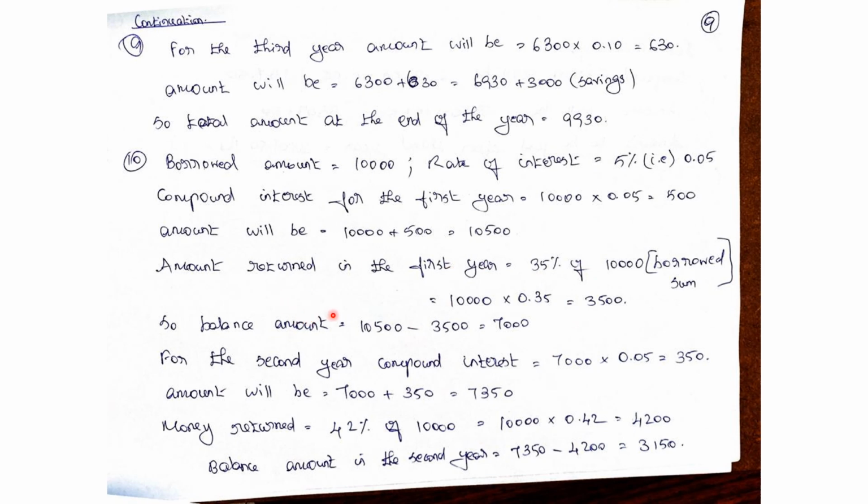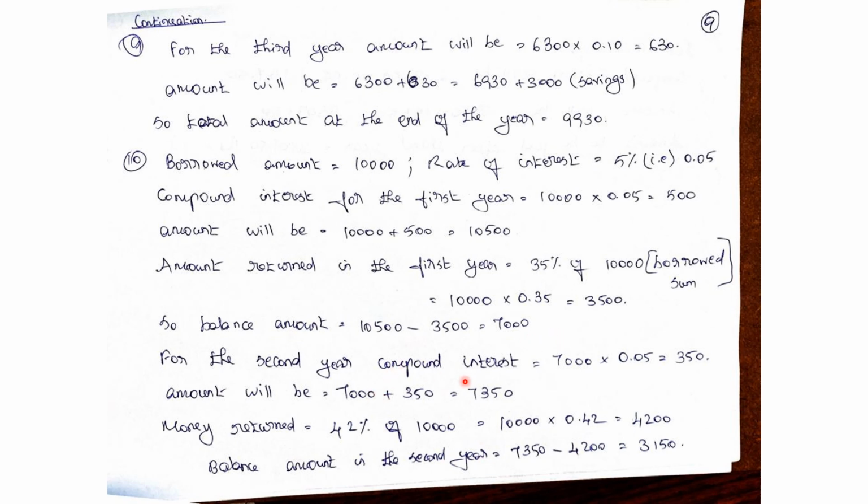Amount returned in the first year is 35% of the sum borrowed. So 35 percent not of this amount, but 35 percent of this 10,000. 10,000 into 0.35 will get 3,500. He repays 3,500, so we need to find the balance amount. That is the total amount in the first year, 10,500, minus whatever amount he repays, 3,500. So 10,500 minus 3,500 is equal to 7,000.